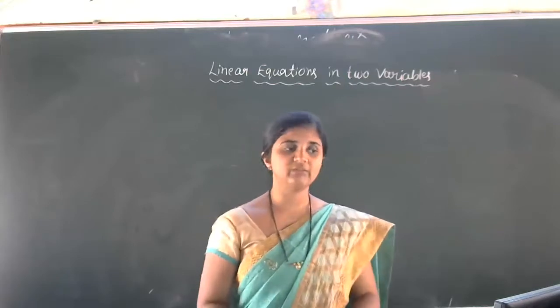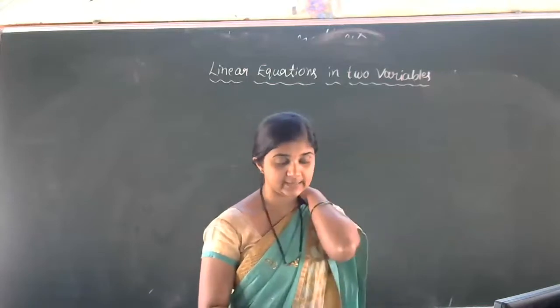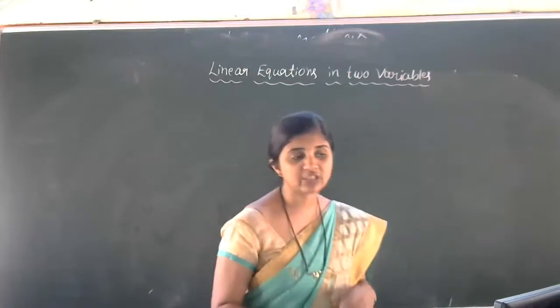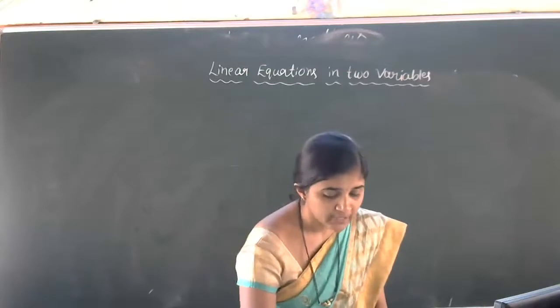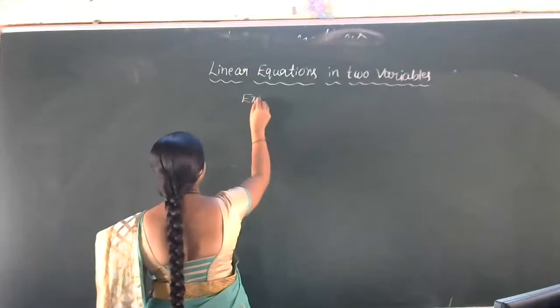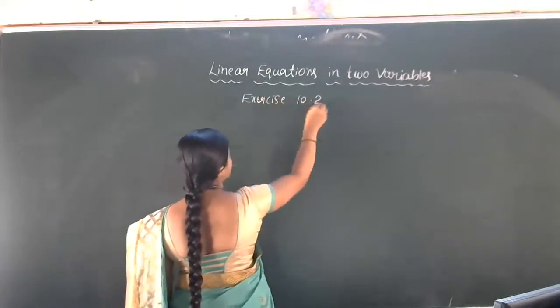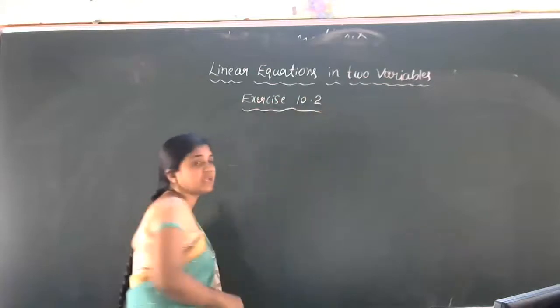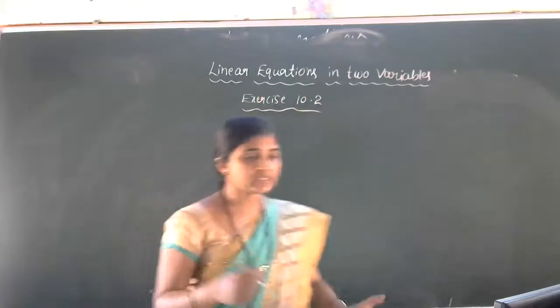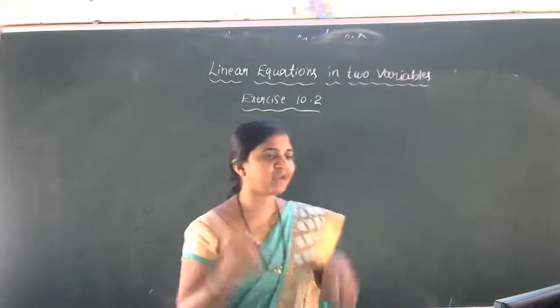Now we'll work out the exercise problems. We have to discuss the second exercise now. Can you tell me the chapter number? The 10th chapter, no? This is exercise 10.2. So now we have to start exercise 10.2. In exercise 10.2, the fourth question, find the value of k, was already finished in the last class.